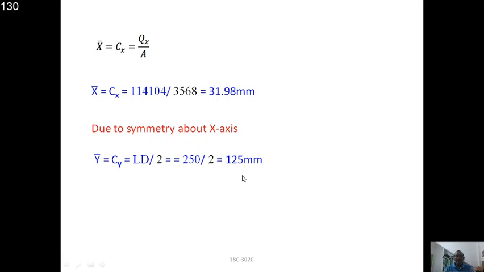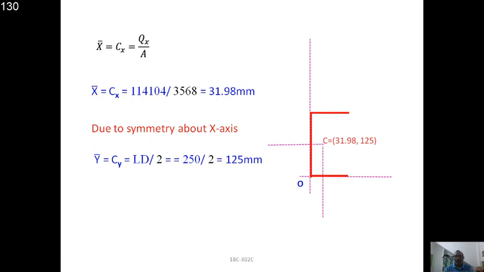Now represent the same thing in the final output. So this is the thing. Now you observe that in the channel section also, the location of the centroid is outside of the shape of the object. The same thing happens in the angular sections also. Hence it is understood that for angular sections and channel sections, the centroid is out of the given shape, and it lies on one of the symmetrical axes if it is symmetric.